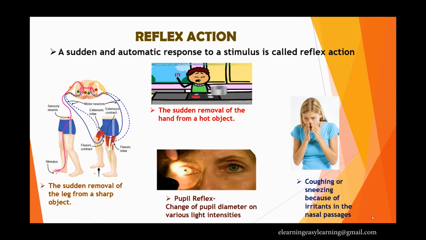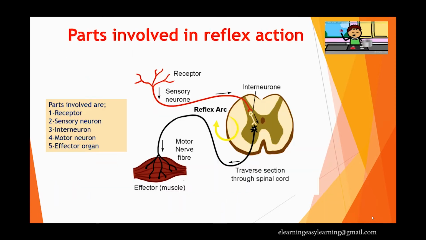So that is why the body has a special type of defensive system to protect our body from such dangerous situations. So that is about the reflex action. Now we are going to see which parts are involved in reflex action. To perform this action while getting an unfavorable stimulus, the body has to respond immediately.